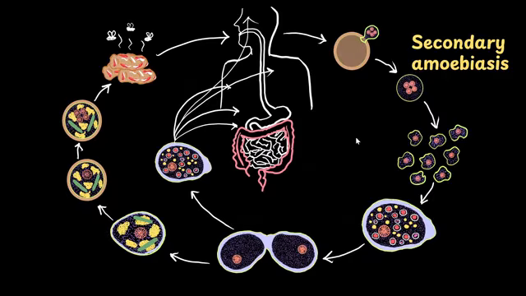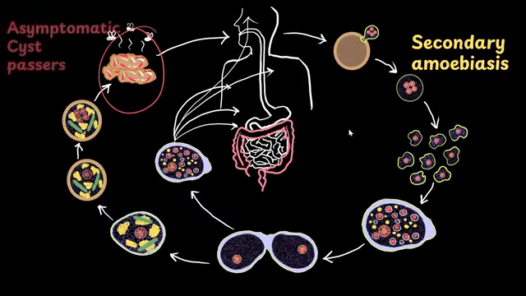While this is the case with most of the people, there are some who have absolutely no symptoms, but their stool contains a tetranucleate cyst. They are called asymptomatic cyst passers and they are the ones who spread the parasite to other people.